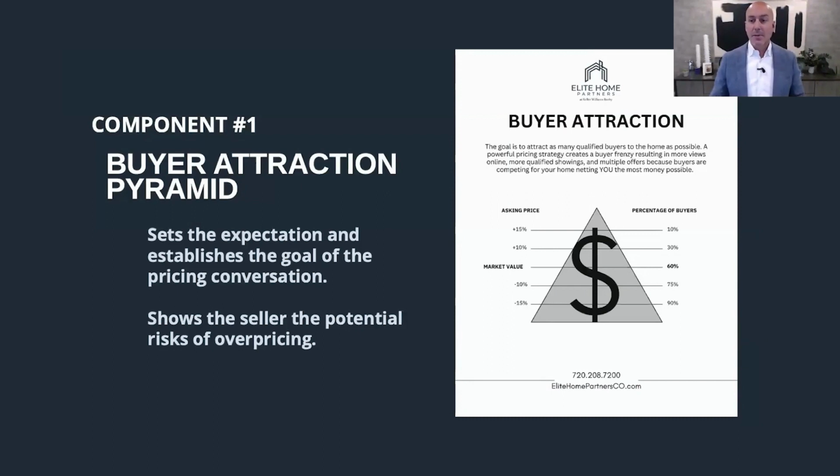Now, to read this, it just says the goal is to attract as many qualified buyers to the home as possible. A powerful pricing strategy creates a buyer frenzy, resulting in more views online, more qualified showings, and multiple offers because buyers are competing for your home, netting you the most money possible. So what we're trying to get clear with this graph is that if we price just even 10% over market value, we're going to lose 30% of the interested buyer pool. That's what we're trying to get across here.